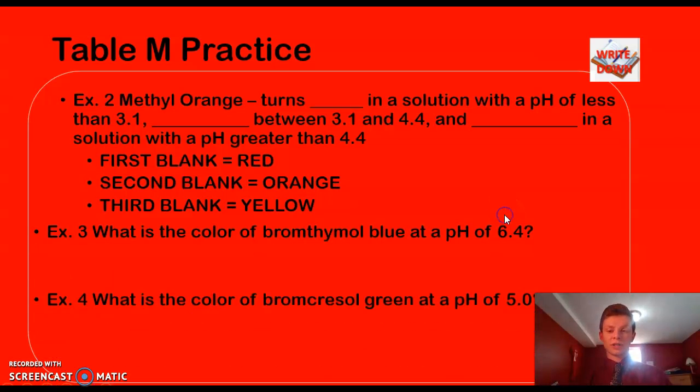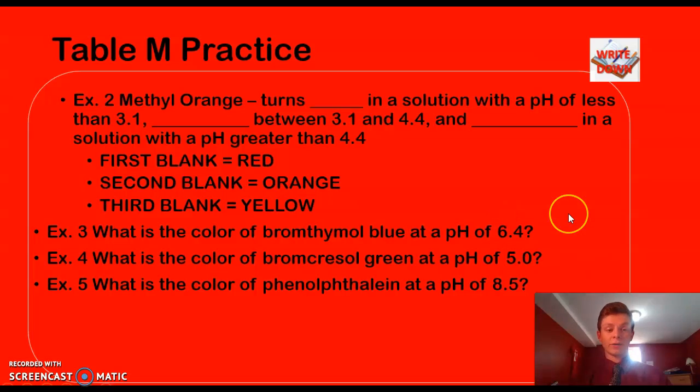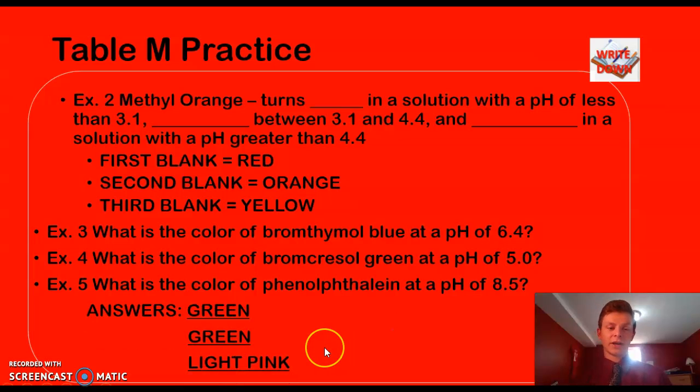Here are a couple more examples. So I've written out 3 of them that I have the answers to. So what I want you to do is right now pause the video, try these examples out on your own. Write the example out, then give an answer for what you think it might be. And then I will go over the answers. So the answer to example 3, I believe all the example answers are going to come up at once. Yeah, they are. So the answer to example 3 is green.